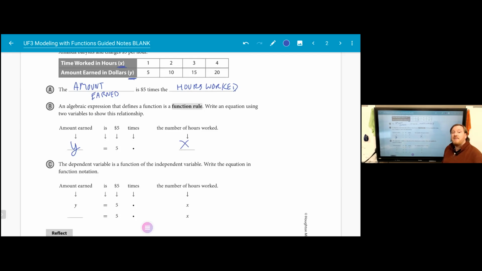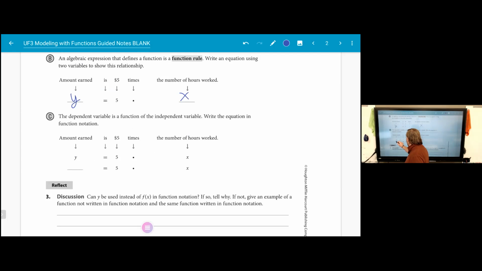Because the dependent variable is a function of the independent variable, we can write this in function notation. So instead of y, we're going to say f of x is 5 times x, or f of x equals 5x. In this case, it's another way to write y because it is a function. Okay, those are our first 2 points. Let's see what else we can do with this.